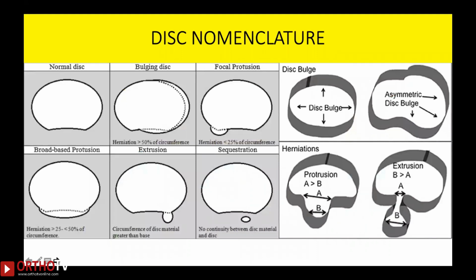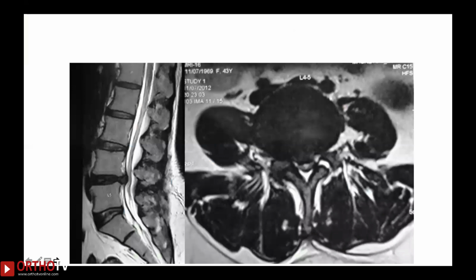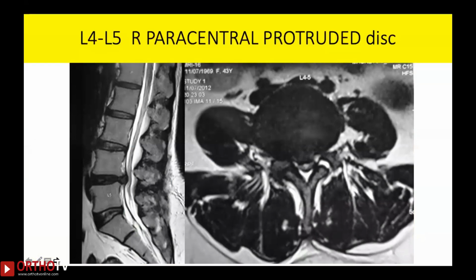In protruded disc herniation, the base of the herniated disc is wider than the apex, whereas in an extruded disc herniation, the base is narrower. So for example, this patient has an L4-5 disc herniation, but this is not the adequate description. So we should always tell that this is an L4-5 right paracentral broad base protruded disc. So this is how we should describe a disc herniation.